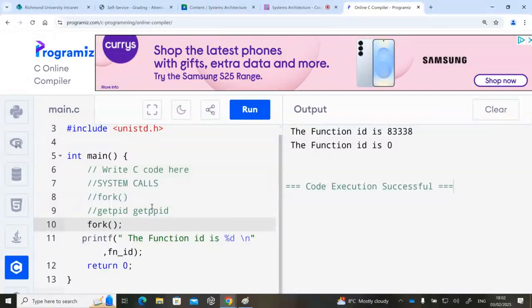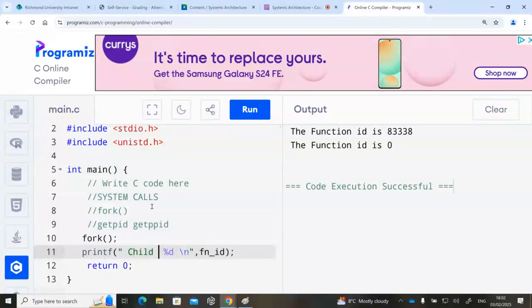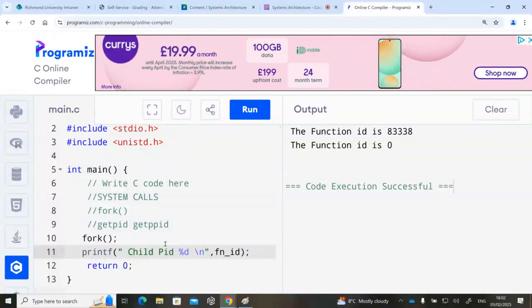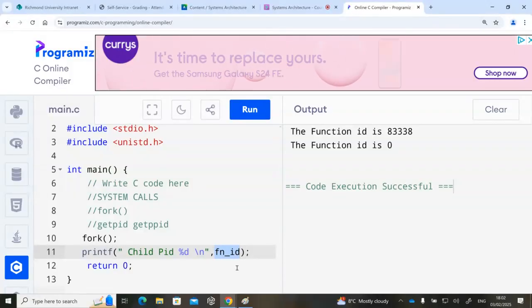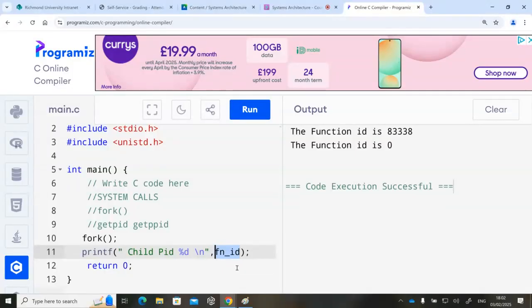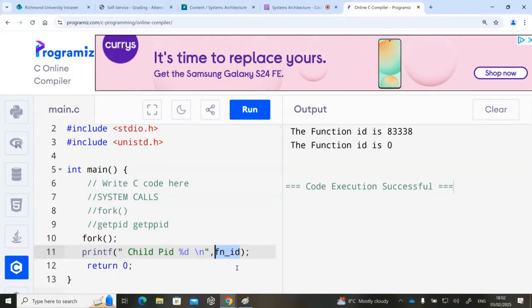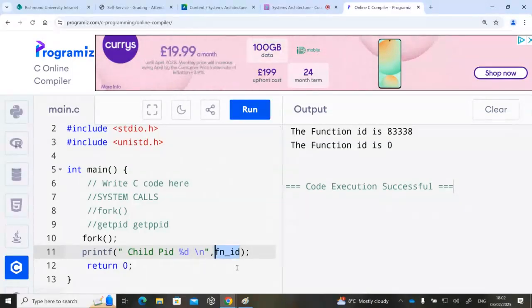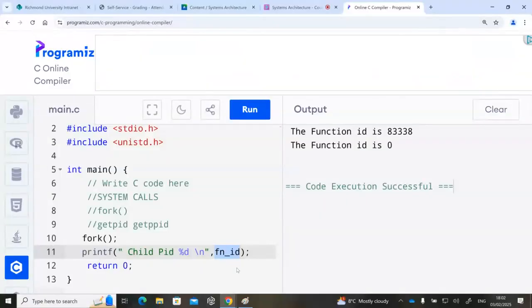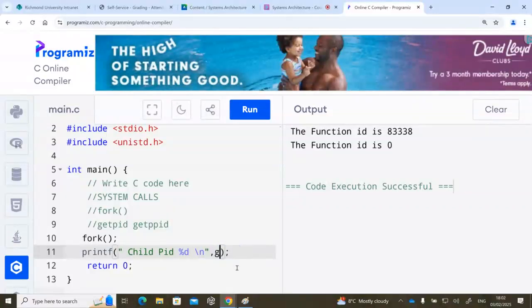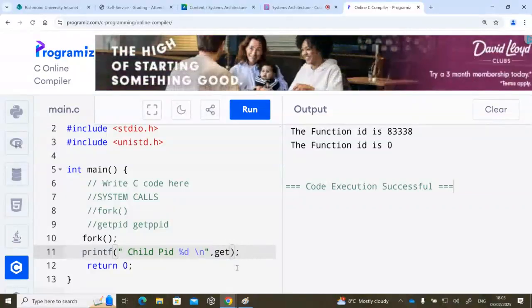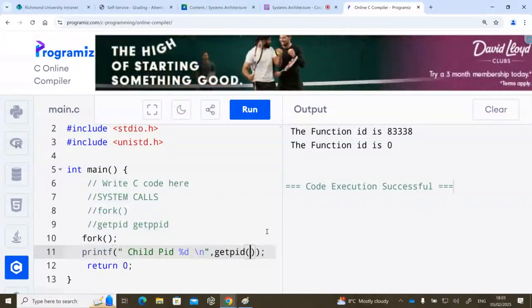You just define fork. And you give two prints. Then you say child PID %d backslash n. Take notes, okay? I'll give you time to practice and help you. But take notes for now. And instead of fn_id, you have to say getpid(), open and close bracket.